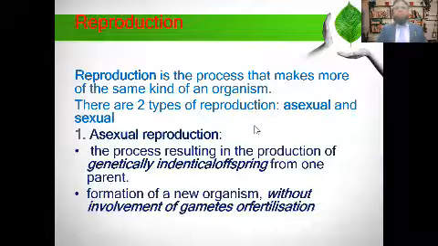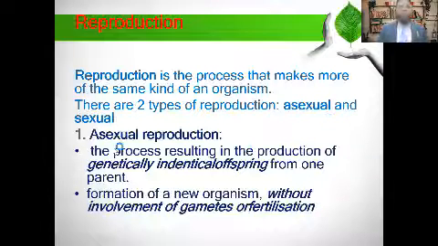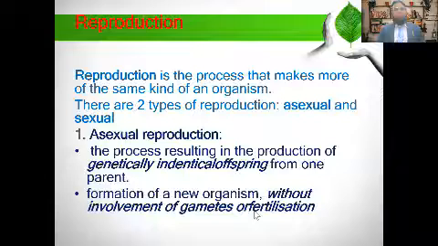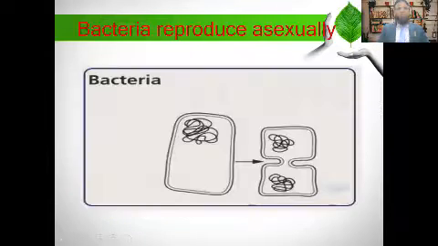There are two types of reproduction, asexual and sexual reproduction. Now, what is the difference between asexual and sexual reproduction? Asexual reproduction is the process resulting in the production of genetically identical offspring from one parent, or you could say the formation of a new organism without involvement of gametes or fertilization. This is asexual. But sexual means there are, of course, two parents, and secondly, the gametes are involved.